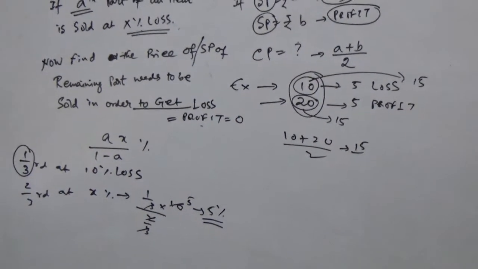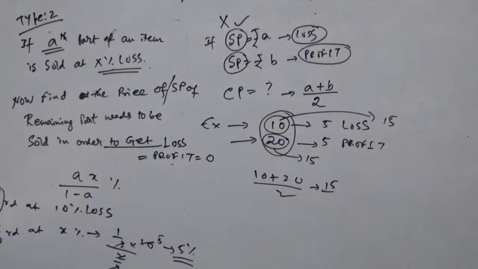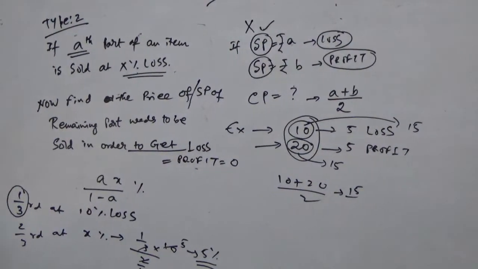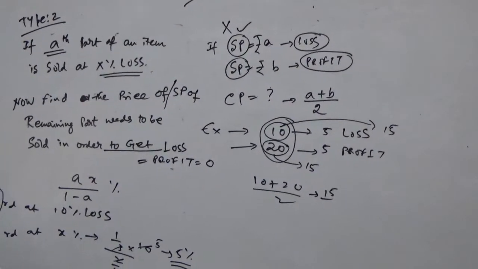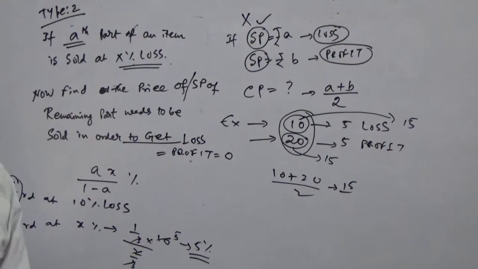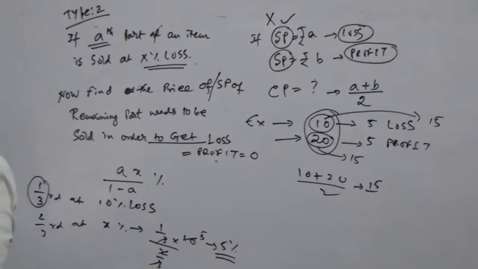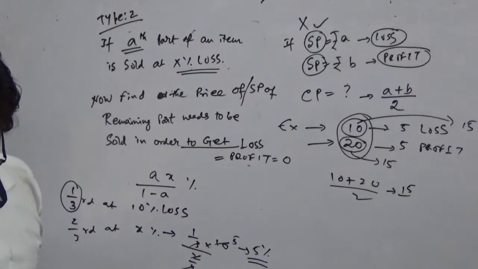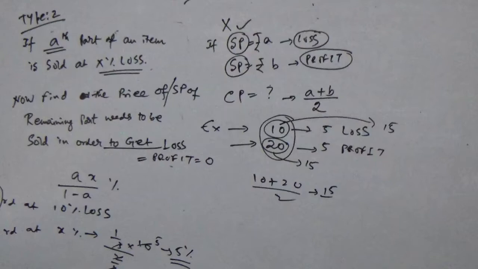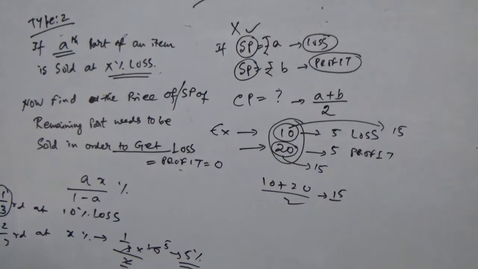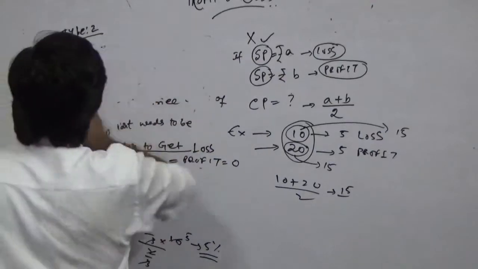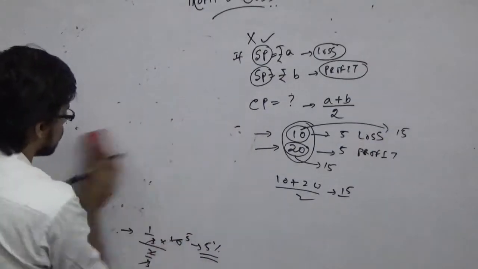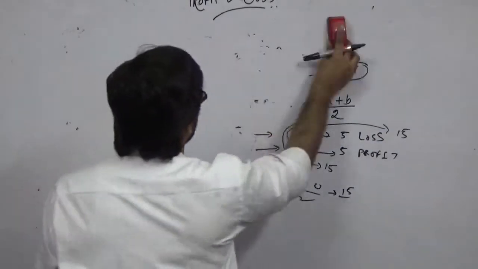Type 3 is coming. In type 3, before going to type 3, I am going to give you some more examples on this idea. A merchant bought some goods worth 6,000 and sold half of them at 12% profit. Okay, so I am writing the question over here. This is based on type 2's analysis only.